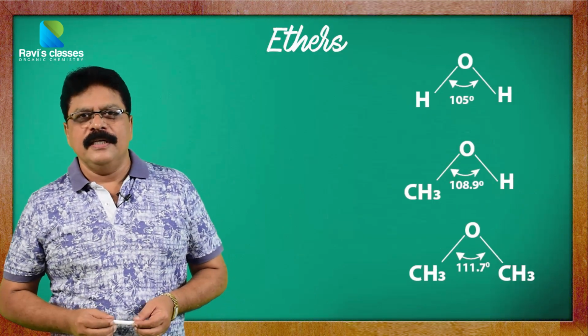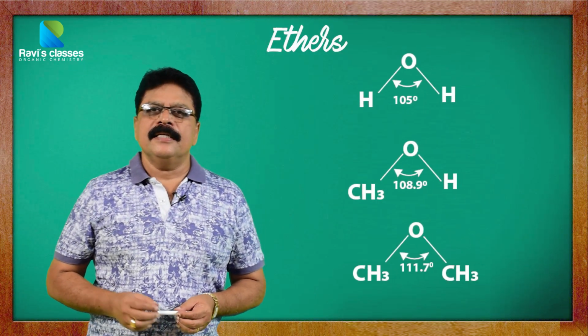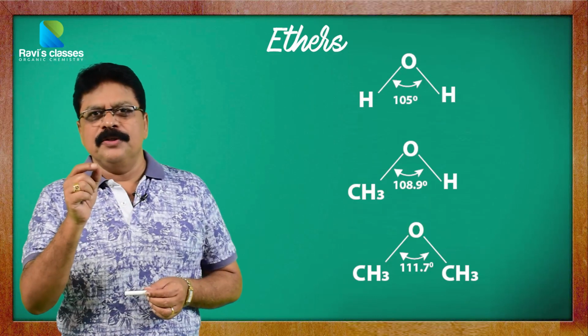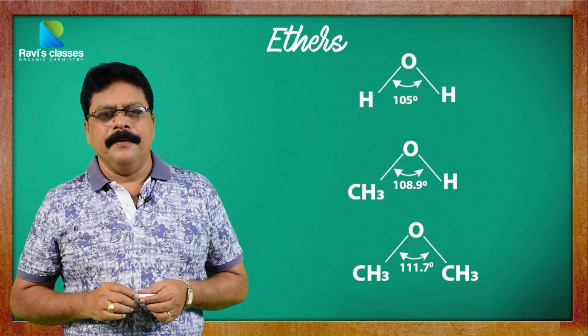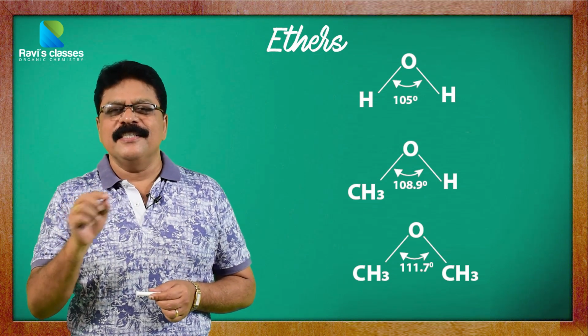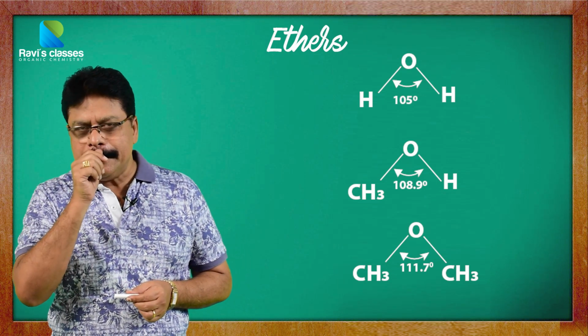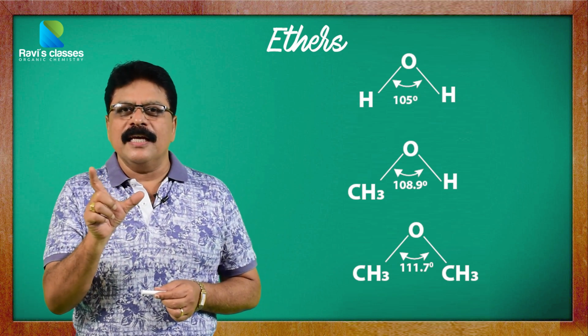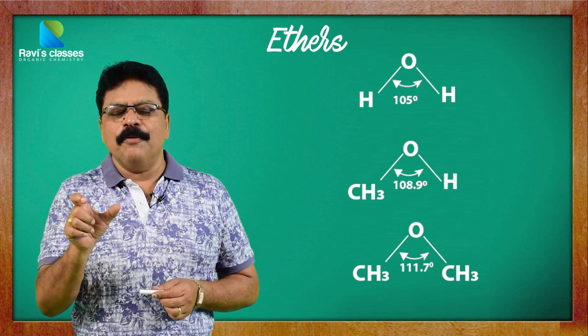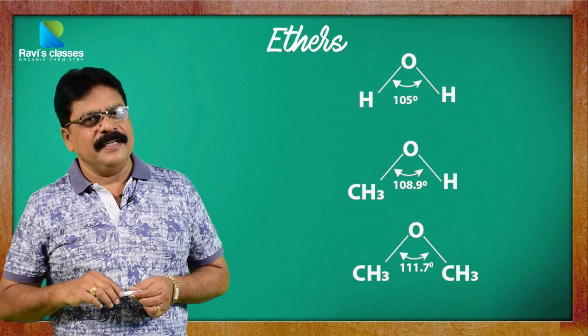Now we are going to talk about ethers. Ethers are organic compounds where the two bonds of the oxygen atom are to carbons. So in water it is H-O-H, here it is C-O-C. This bond is the speciality of ethers. And in ether, because the two alkyl groups are bulky, there is bond pair repulsion, and the angle is 111 degrees.